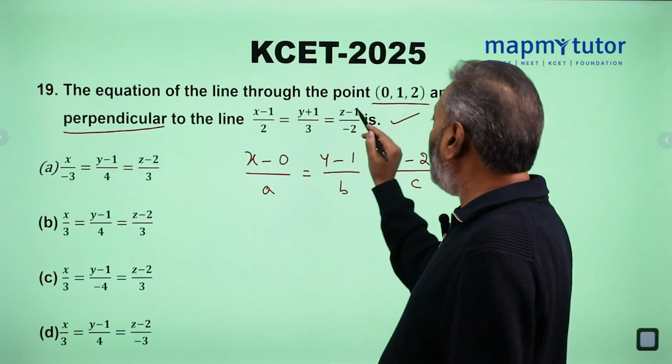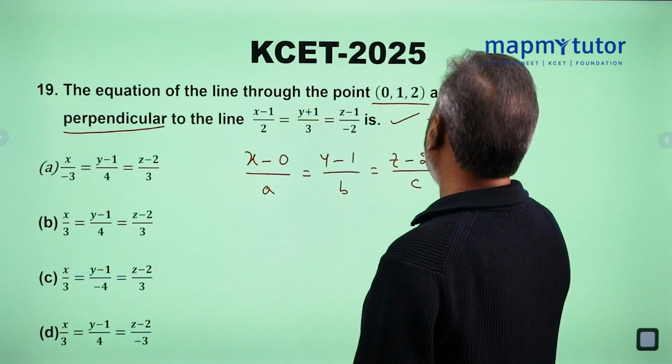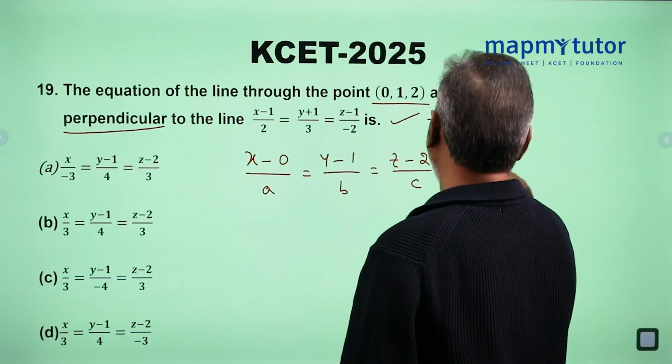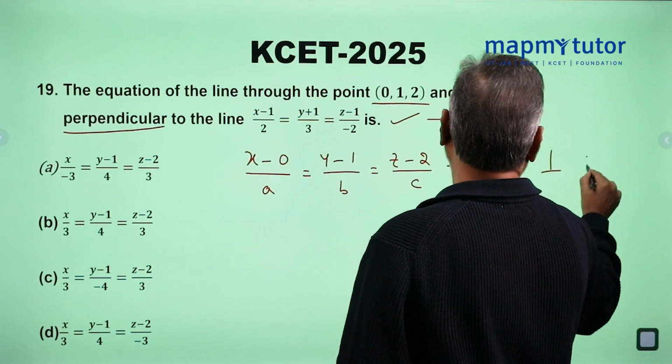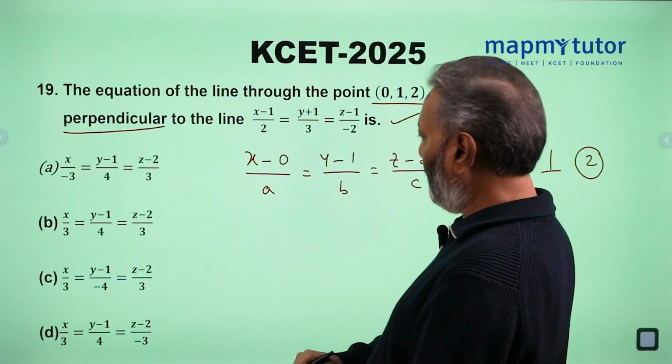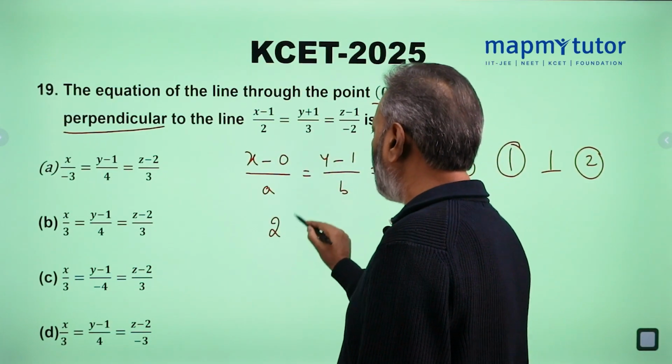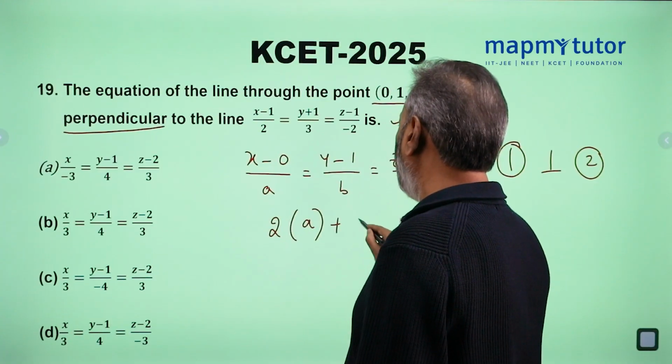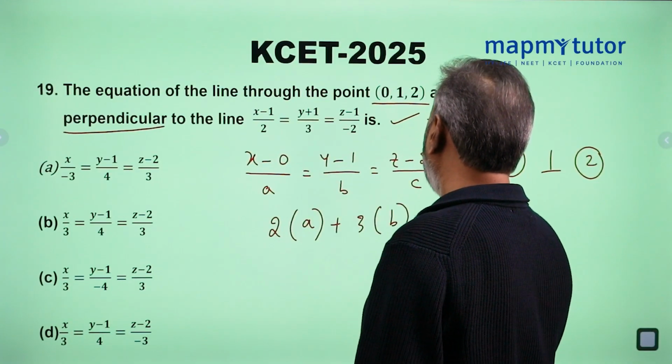But these two lines are perpendicular. The first line and your required line are perpendicular to each other. That means they have to satisfy this condition. I am writing it, I think you can identify this formula.